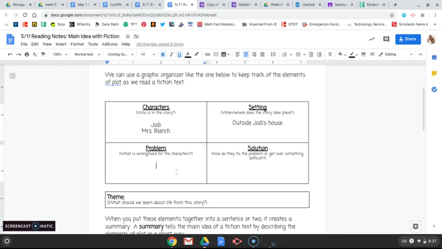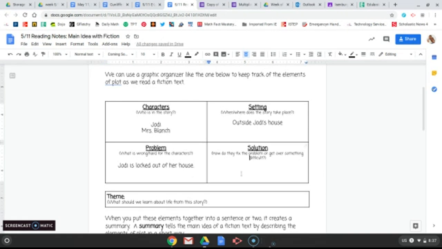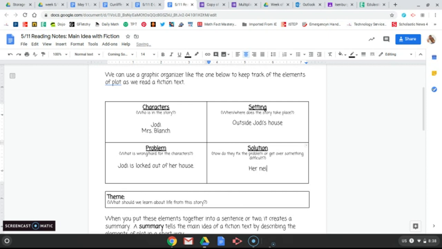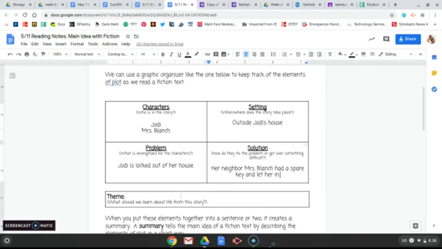And the problem in the story is Jody is locked out of her house. And how does she solve that problem? What was the solution to the story? Her neighbor, Mrs. Blanche, had a spare key and let her in.